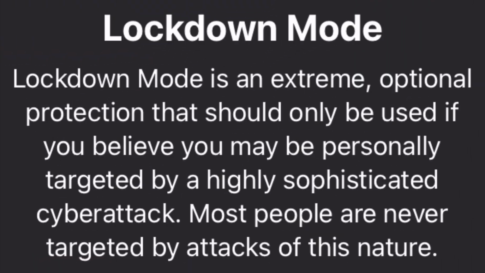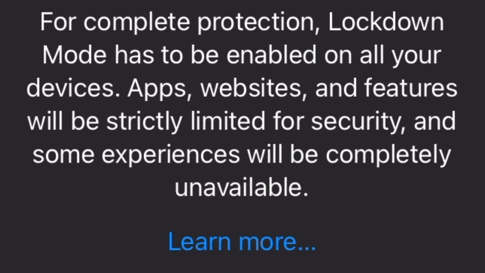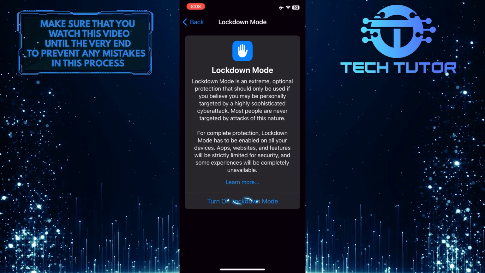Lockdown mode is an extreme optional protection that should only be used if you believe you may be personally targeted by a highly sophisticated cyber attack. Most people are never targeted by attacks of this nature. For complete protection, lockdown mode has to be enabled on all your devices. Apps, websites, and features will be strictly limited for security, and some experiences will be completely unavailable. So if you want to enable lockdown mode on your iPhone, tap over here.